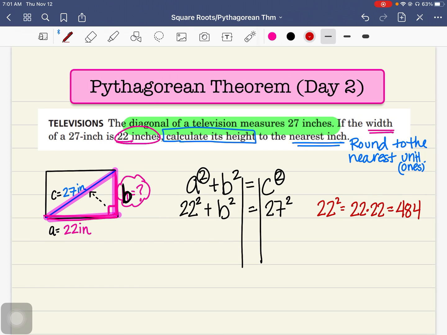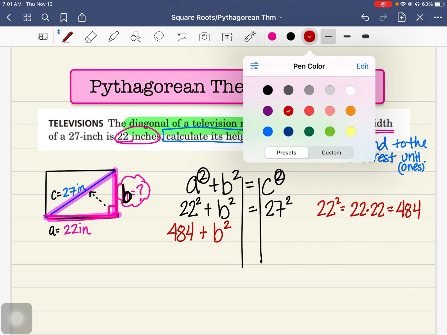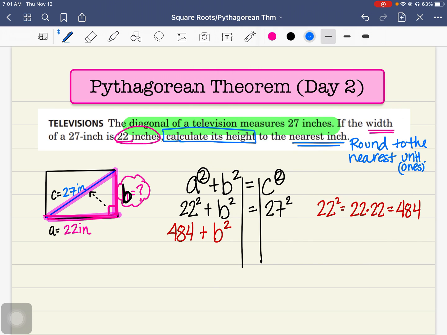which is 484. Calculators are your friend, go ahead and use them. So 484 plus B squared, because we don't know B. Now we'll do the 27 squared right here. 27 squared is 27 times 27, and that is 729. Did I do those in my head? No, I did not. I am good at math, but I am not that good at mental math, so I had a calculator in front of me to work those out.